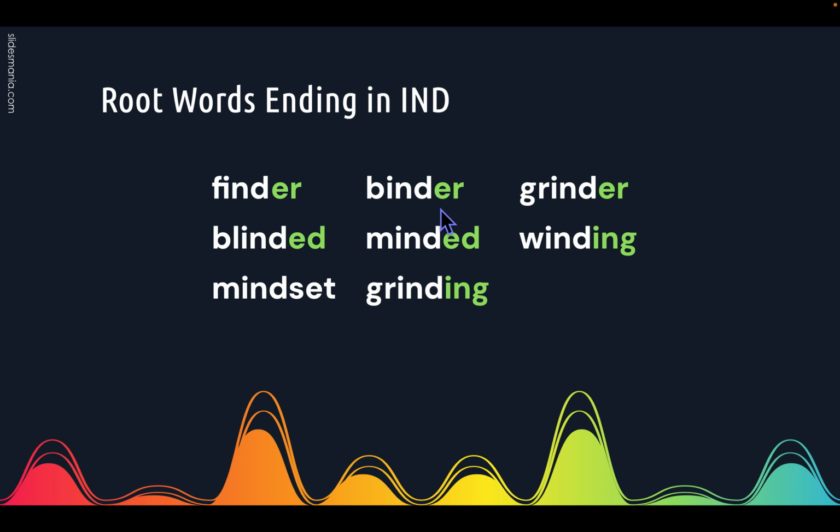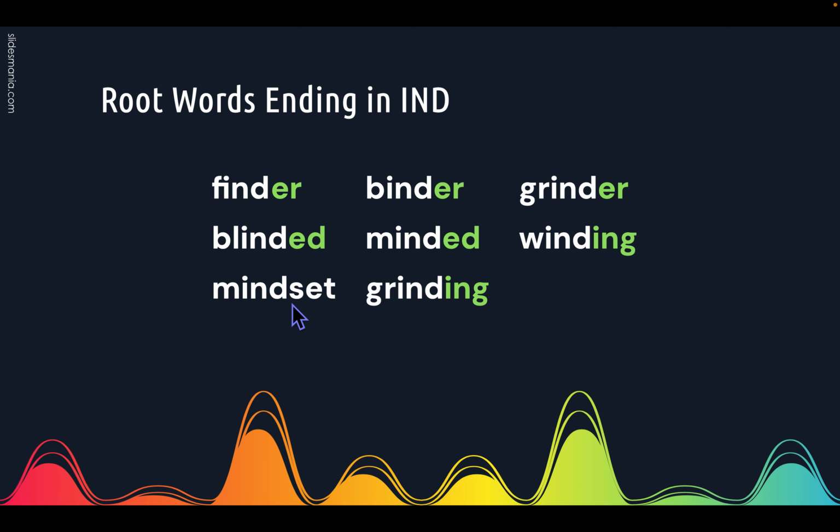Here we're going to add the suffix ed, and then ing. Finder, binder, grinder, blinded, minded, winding. Let's say you looked at this and you weren't sure if it was going to be wind or wind. Have you ever heard of winding? That doesn't make sense. Wind is a noun, not a verb. If we add a suffix like ing, we need the verb, so it's winding. We can even use a compound word with two words put together. Mindset, grinding.